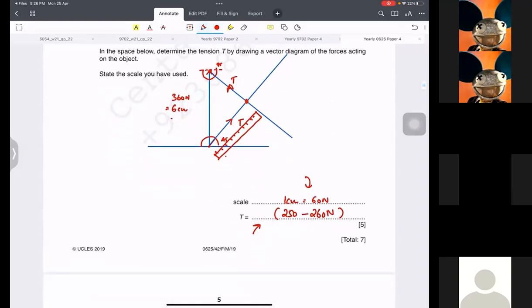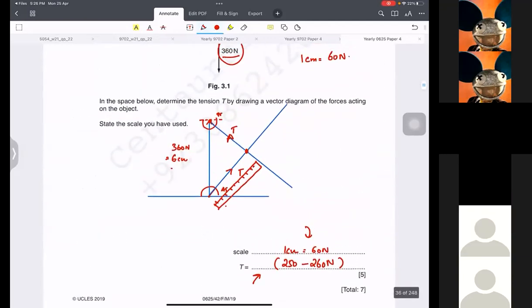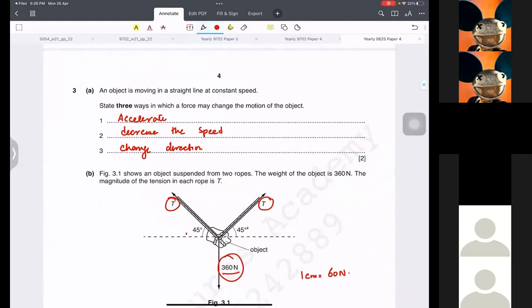For the above question, can we write change shape? No, for part 3A, change shape. Well, force can change shape. I think we can, but it's not talking about shape. It's talking about motion of an object, so you can't write it. He has restricted us, so bad news.